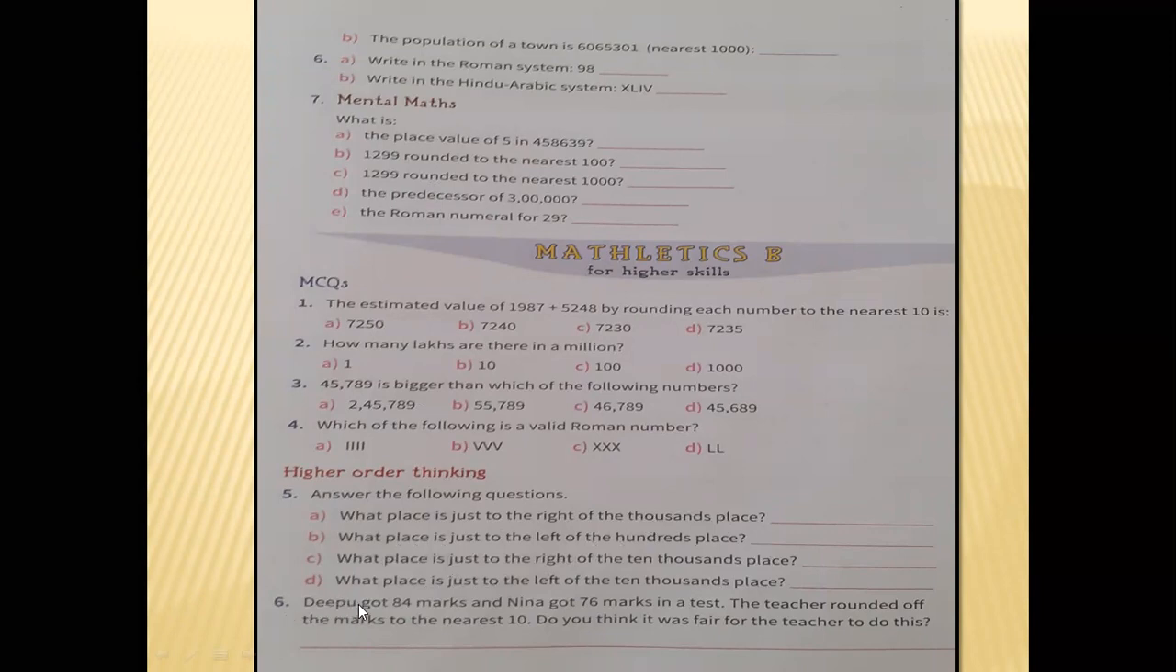Next, sixth one, Deepu got 84 marks and Naina got 76 marks in a test. The teachers rounded off the marks to the nearest 10. Do you think it was fair for the teacher to do this? See, this is the correct method. You have to think and write your answer here. Deepu got 84 marks and Naina got 76 marks in a test. The teachers rounded off the marks to the nearest 10. Do you think it was fair for the teachers to do this?